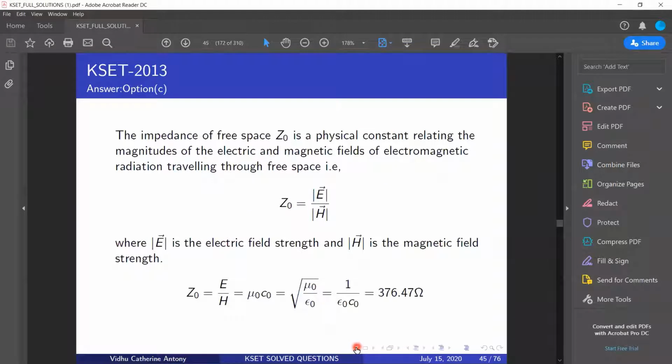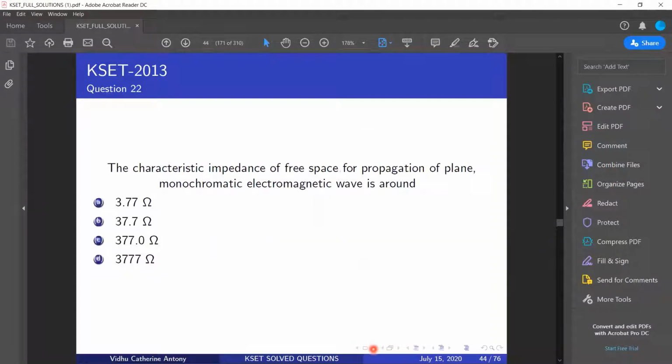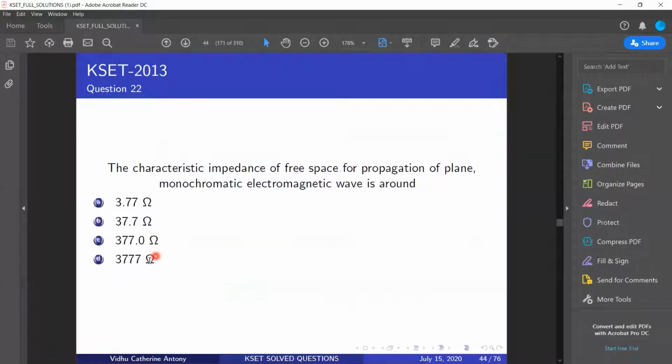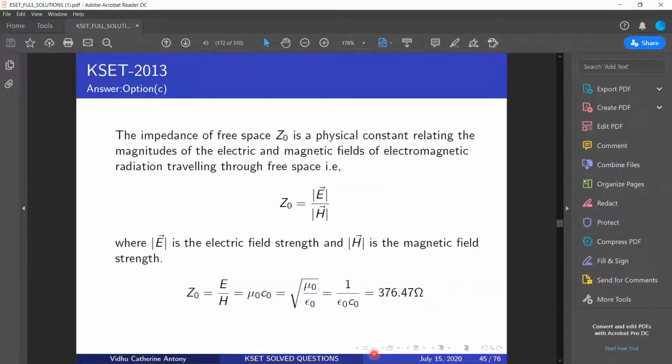I'll just look at the options, because people wanted me to go a little slower this time compared to the last time. So here, what do you have? You've got your option C. When I calculated, this is what I got: 376.47, that's roughly 377. So that's what you get.